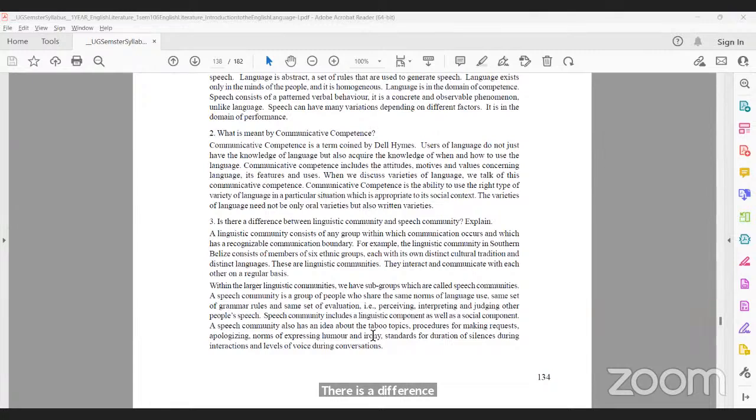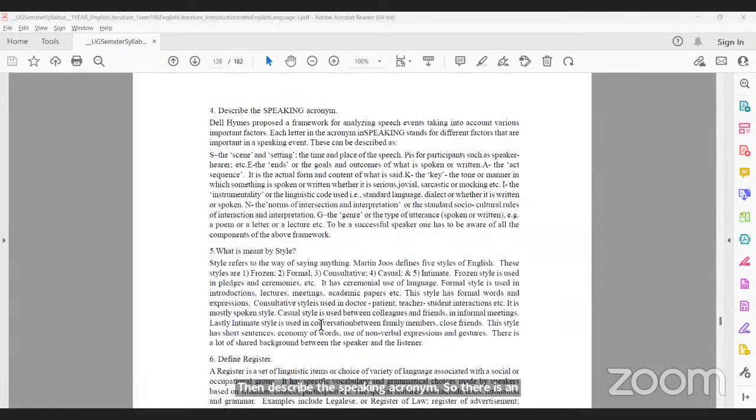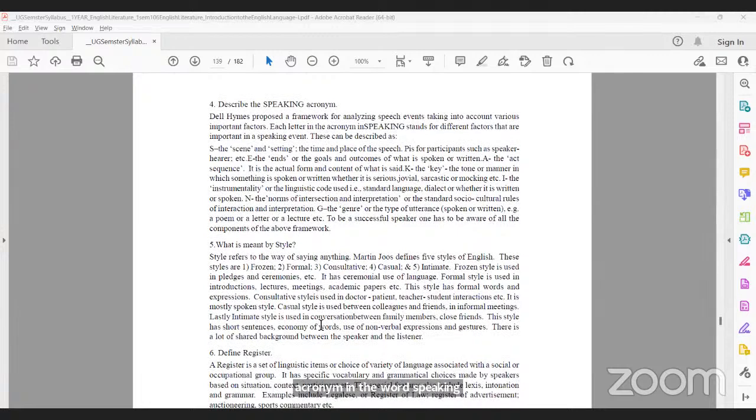Then describe the SPEAKING acronym. So there is an acronym in the word speaking. Each of the letters talks about different aspects according to Dell Hymes in communicative competence. So you can read that one. S stands for scene and setting, right? P is for participants such as speaker, hearer, etc. E is the ends, or the goals or outcomes of what is being spoken.